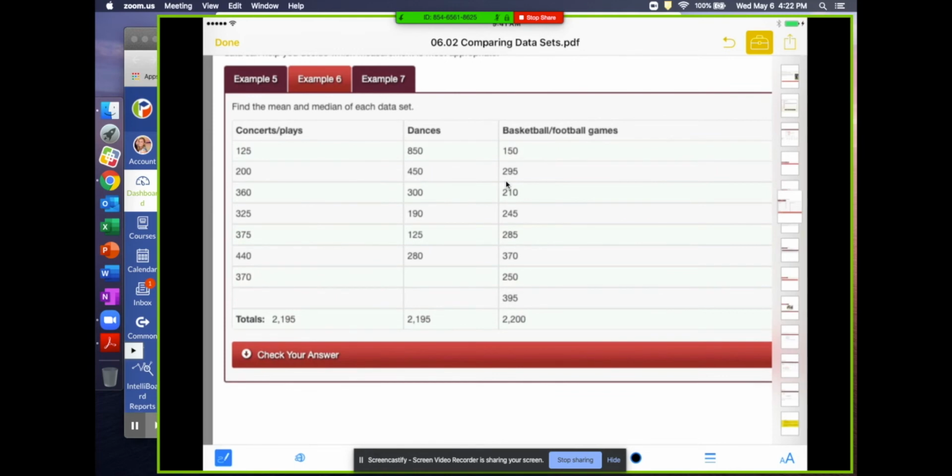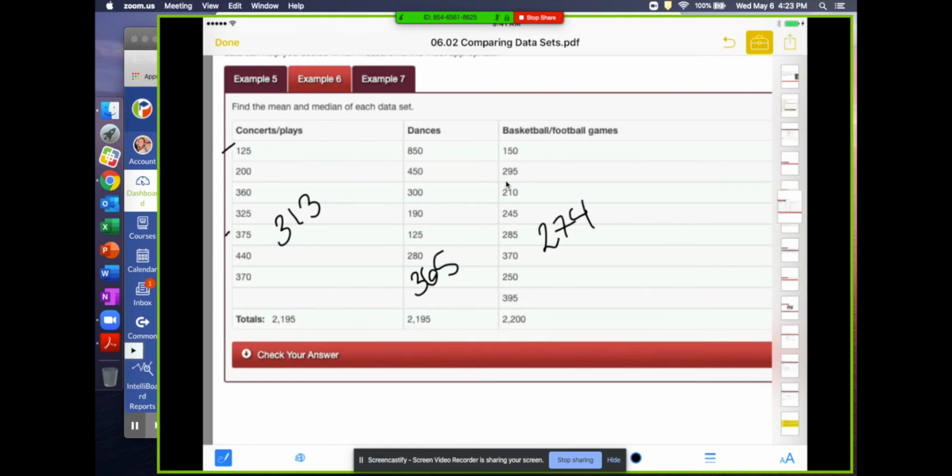Example 7 says find the mean and the median of each. So in order to find the mean, like we were just talking about, that's the average. I'm going to take the total and divide it by how many I have. So the total is there, 2,195. I'm going to divide this one by 7. I get 313. For my dances, I'm going to divide this by 6. I get 365 for a mean. And then I'm going to take 2,200 for this total and divide it by 8. If you count it out, we get 274 for the mean here.